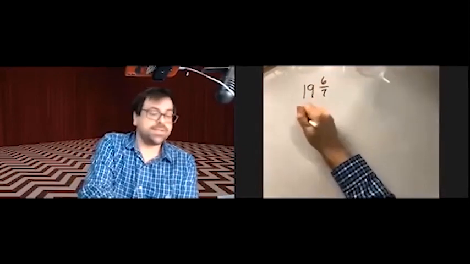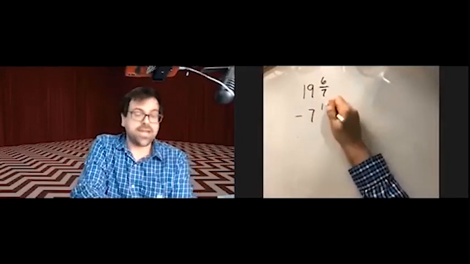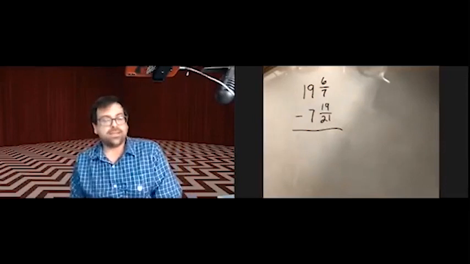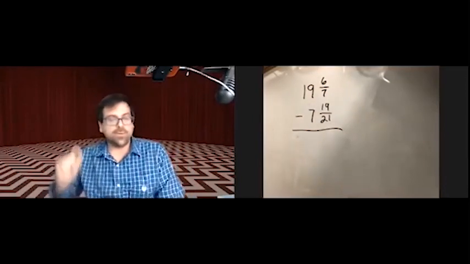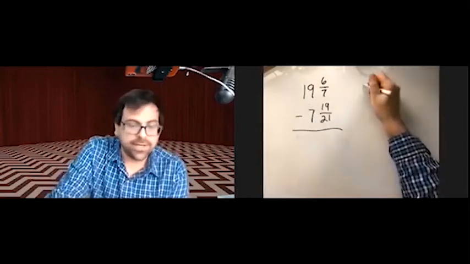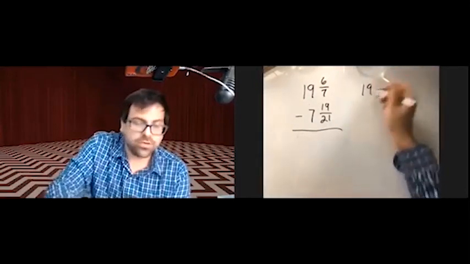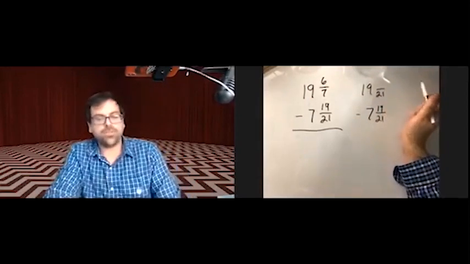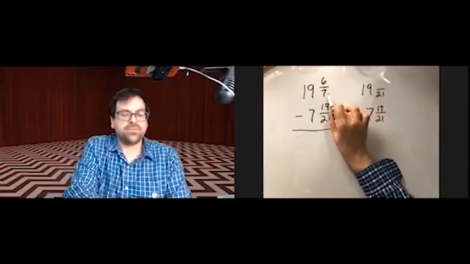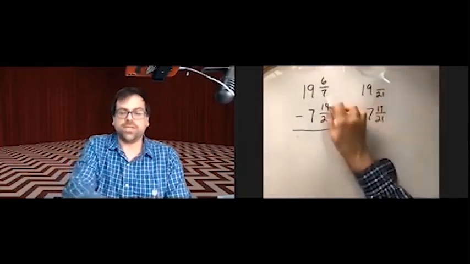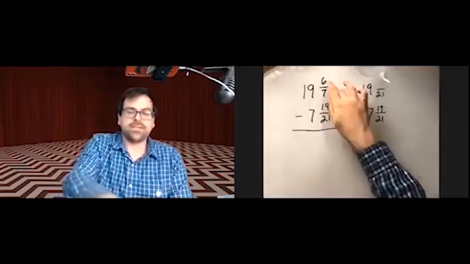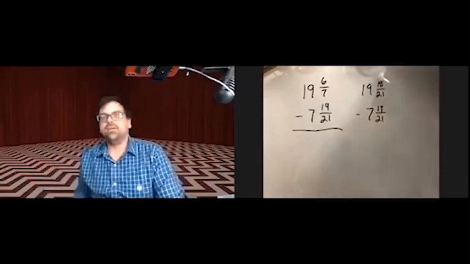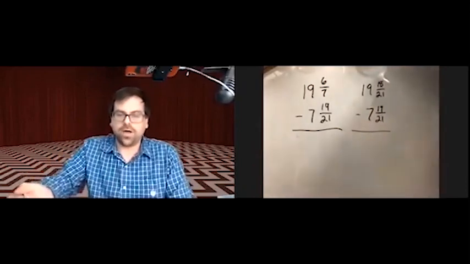19 and 6/7 minus 7 and 19/21. Let's try it the easy way. Let's get a common denominator here. That's going to be 21. So the second one doesn't change. The first one would have to be times 3 on the top because 7 to 21 is times 3 on the bottom. 6 times 3 is 18. Ooh, 18 minus 19, we have borrowing. Let's follow through on that.